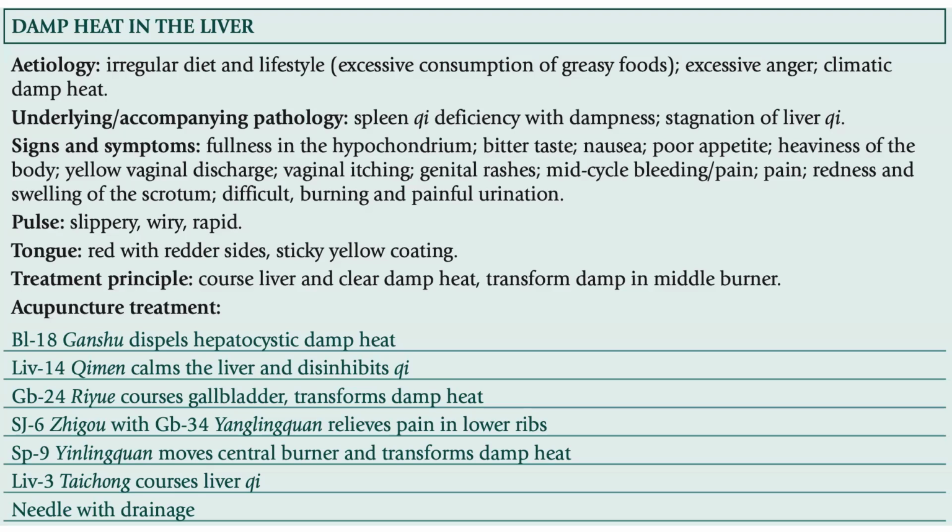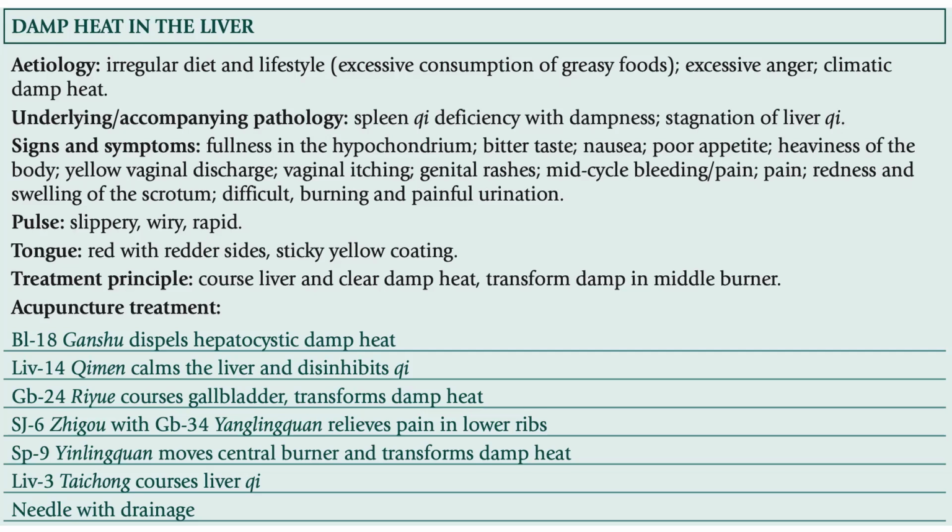Signs and symptoms: fullness in the hypochondrium, bitter taste, nausea, poor appetite, heaviness of the body, yellow vaginal discharge, vaginal itching, genital rashes, mid-cycle bleeding or pain, redness and swelling of the scrotum, difficult, burning and painful urination. Pulse: slippery, wiry, rapid. Tongue: red with redder sides, sticky yellow coating. Treatment principle: course the liver and clear damp heat, transform damp in the middle burner.